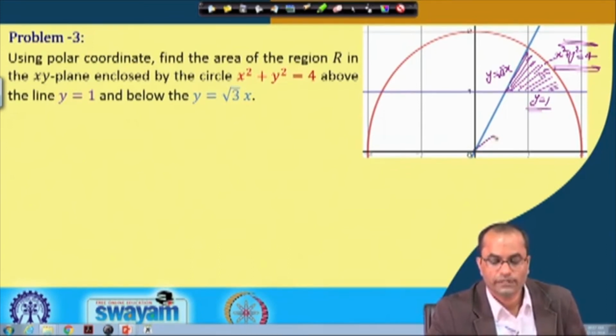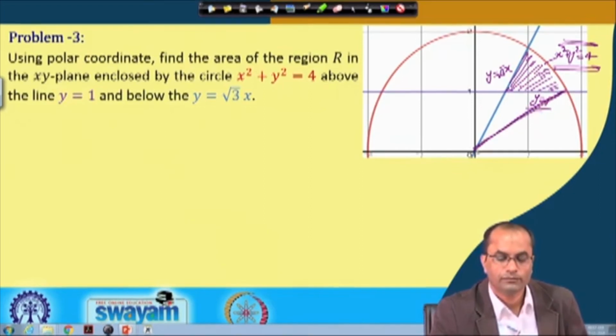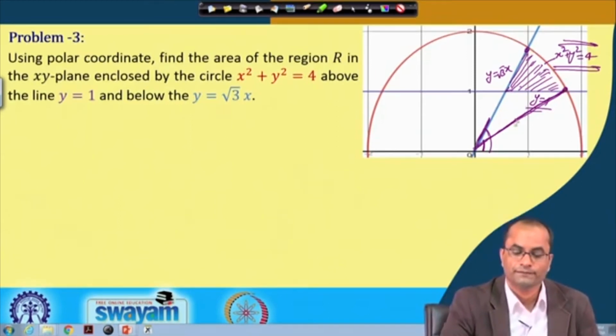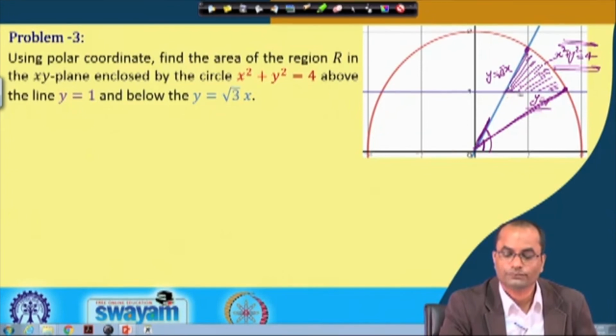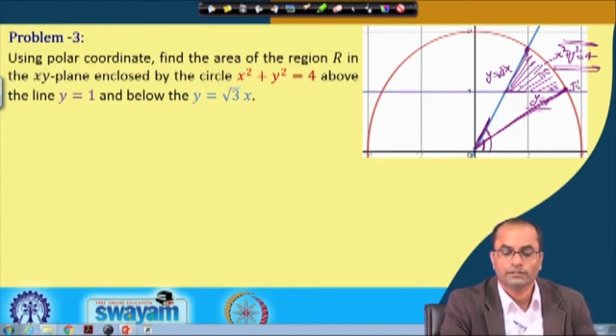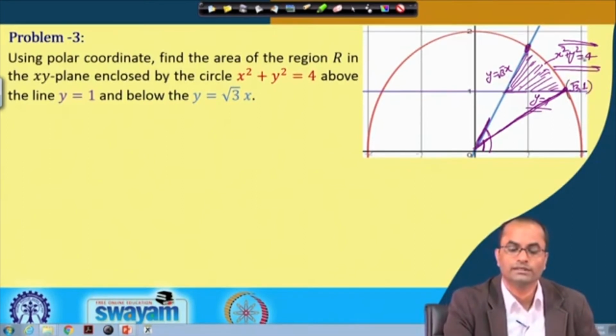So, we are moving in the direction of r, and for theta we go from this point up to that point. So, we need these two angles. First we need to compute the points where these lines meet. This is the line y is equal to 1, and then we have the circle x square plus y square is equal to 4. If we put y as 1, we will get x as square root 3, so that is the point here. And since y is equal to square root 3 x, if we put that in the circle, we will get x as 1 and y as square root 3.